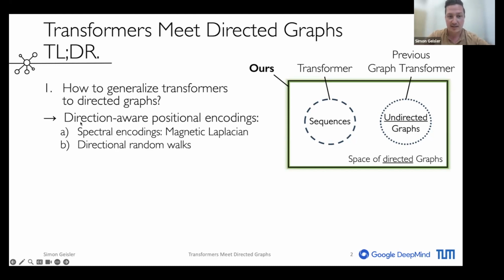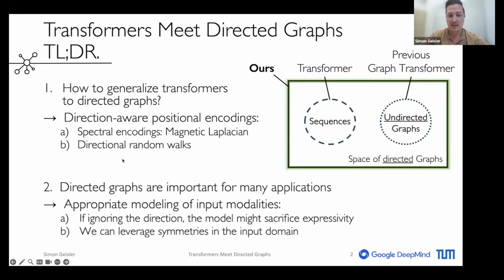For this, as I already hinted, we're going to have two direction-aware positional encodings. One is motivated from spectral graph theory, based on a direction-aware generalization of the Laplacian called the Magnetic Laplacian. This is what I'm going to talk about most of the time, probably 40% or 50% of the talk. I'm also going to give some insights on how to come up with those directional random walks.